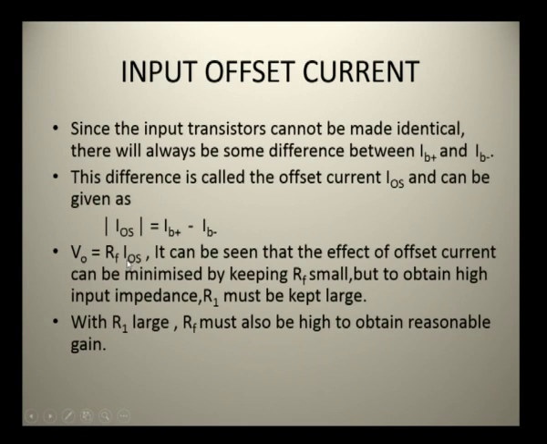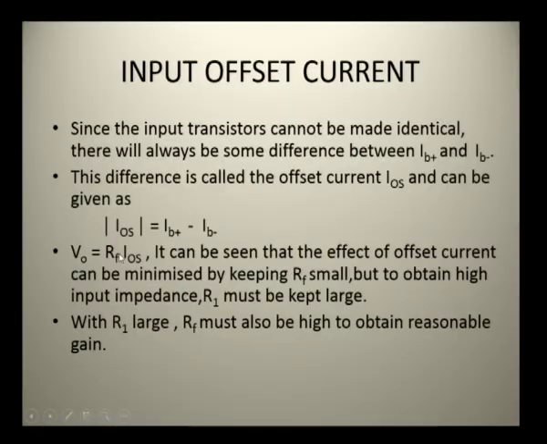The formula is minus RF by R1. So if we have RF high, then only we will get a reasonable gain for the amplifier. In the case of non-inverting amplifier also, the gain formula is 1 plus RF by R1. Here also, if R1 is 10 kilo ohms, at least this RF must be greater than this R1, maybe 5 times or 10 times according to the design. So we cannot make this RF small.